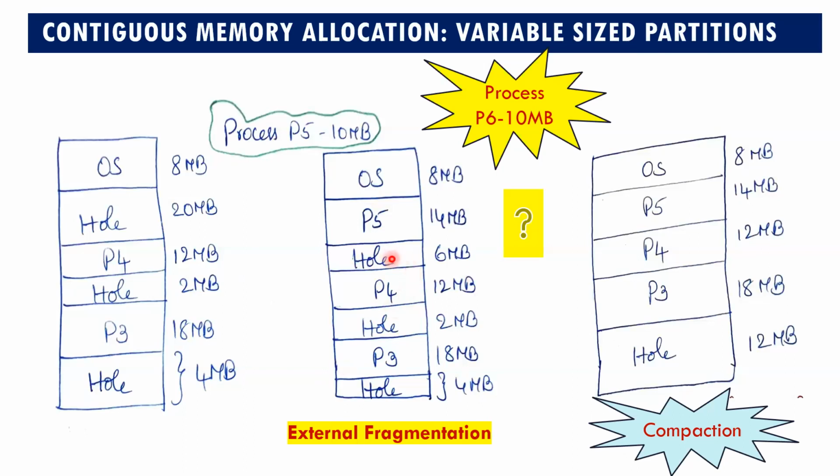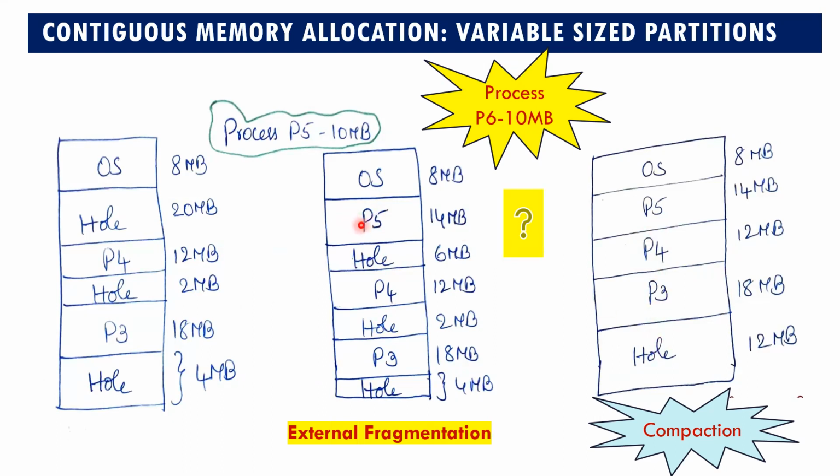So the memory that is being wasted, the block of memory available in between the partitions, in between the allocated memory regions for the processes, we call it external fragmentation. This external fragmentation can be overcome by using a process called compaction, wherein all the processes will be relocated in order to create a bigger hole.